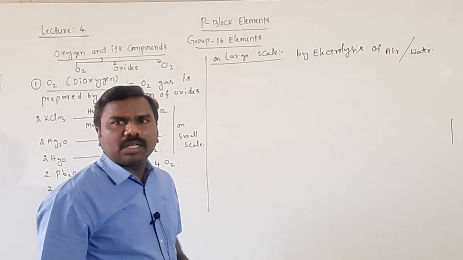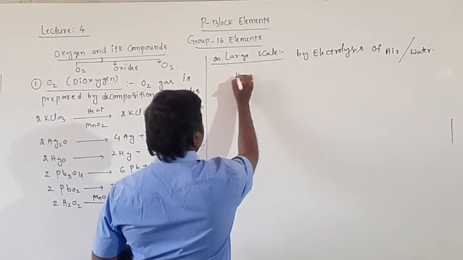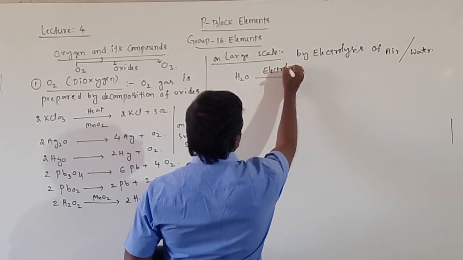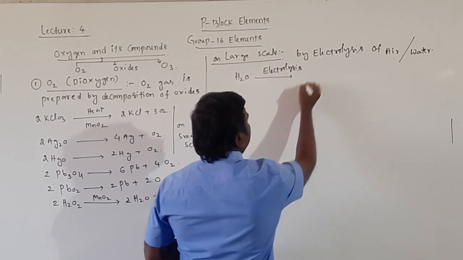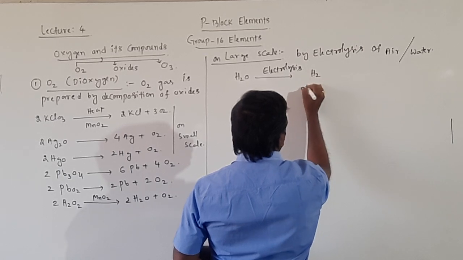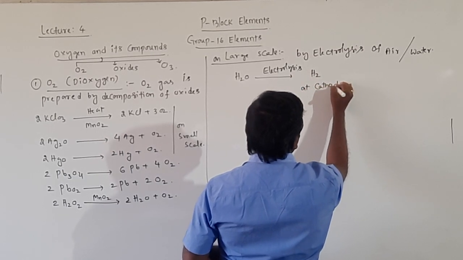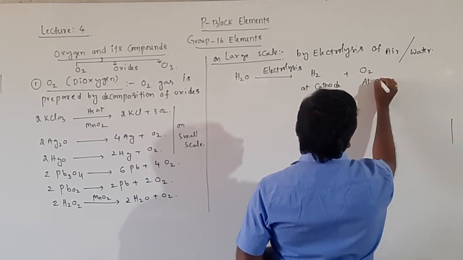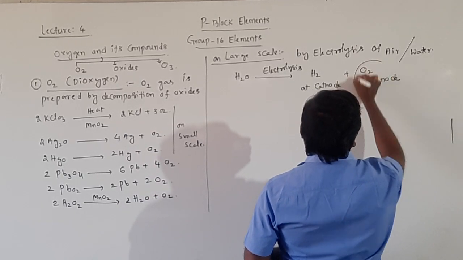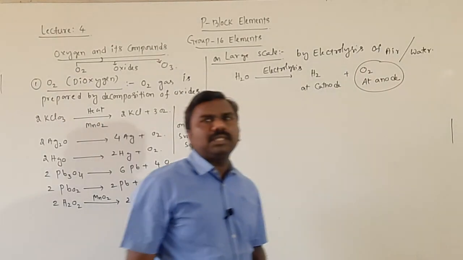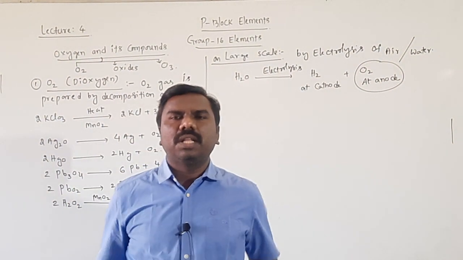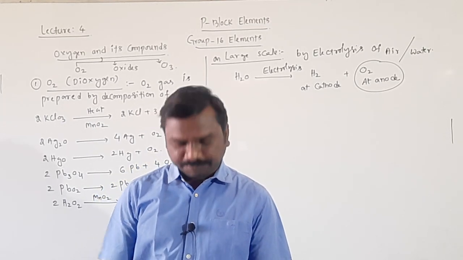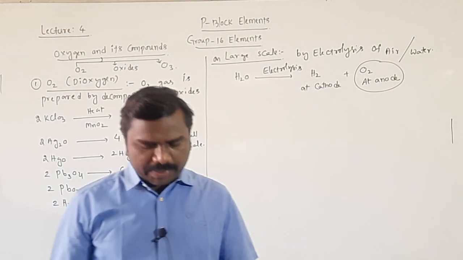If you take water and pass electricity, on electrolysis hydrogen gas at the cathode will be liberated, and oxygen gas at the anode will be liberated. At the anode, the gas liberated is oxygen gas in large quantity, which is the large scale industrial preparation. These are all preparations.